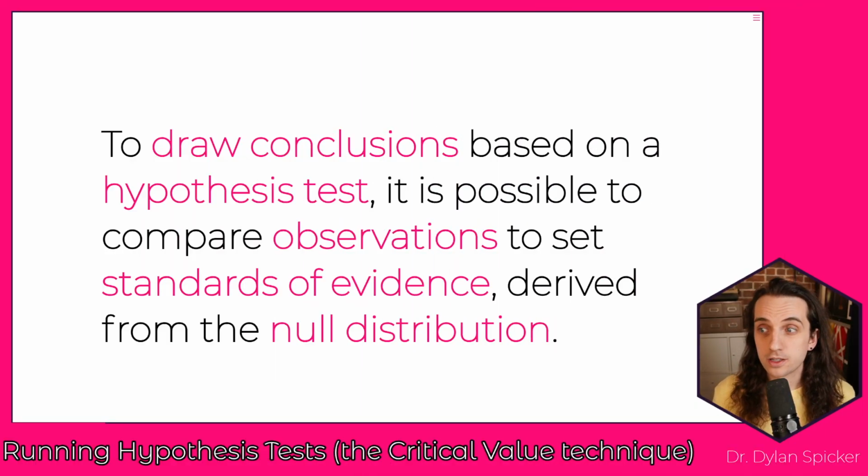So if we want to draw conclusions based on a hypothesis test, it's possible for us to compare observations against set standards of evidence that are derived from the null distribution. We can observe what is in our sample, then compare that to values coming out of the null distribution and ask: did we observe something that contradicts the null distribution, or is what we're observing concordant with that null distribution?